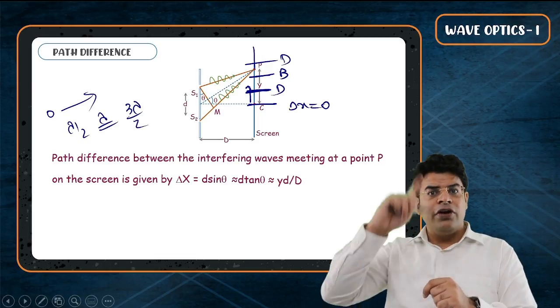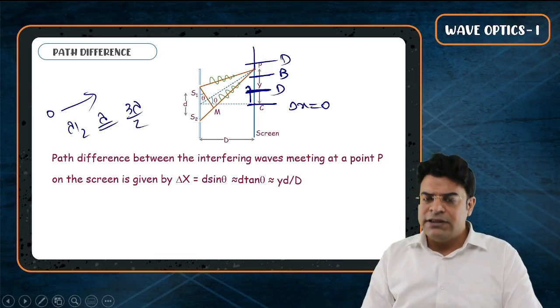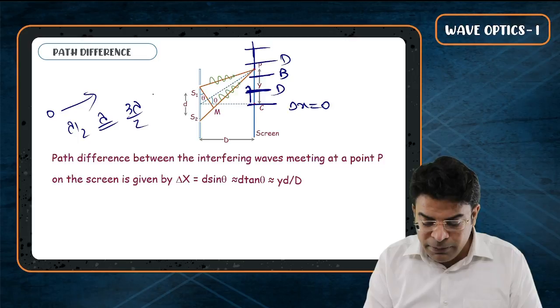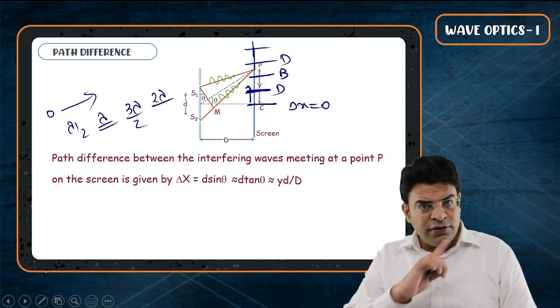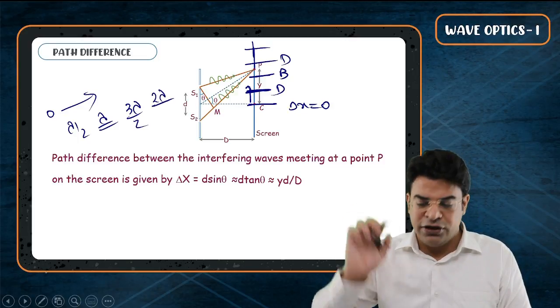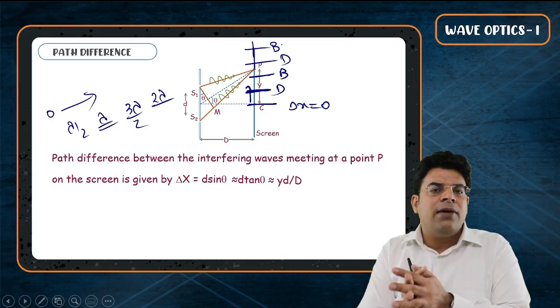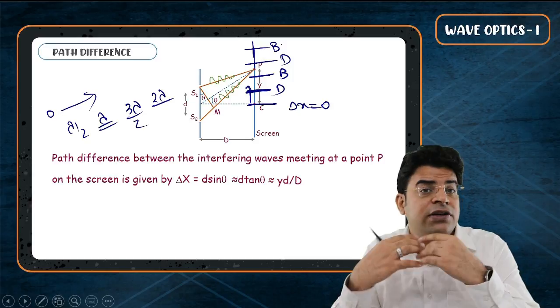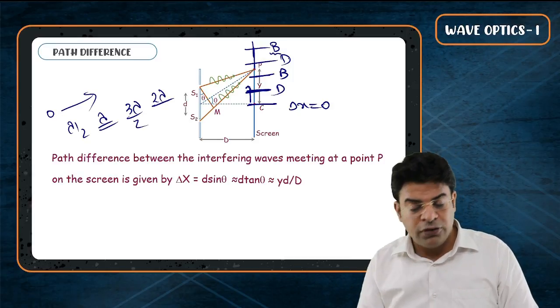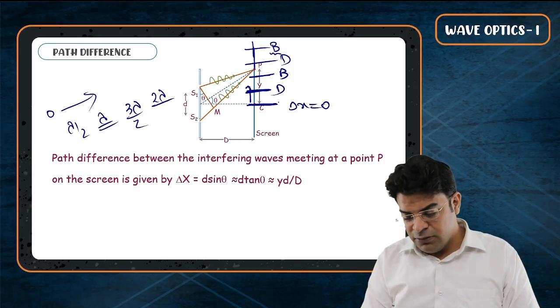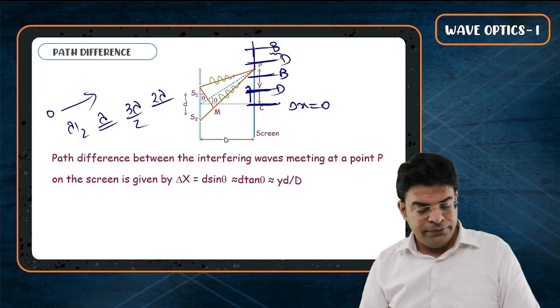You keep on going up, the path difference keeps on increasing. At some point you will find the path difference to be 2 lambda. Path difference continuously increases as y increases. Where you get 2 lambda, again the two waves will try to add up to each other and the resultant intensity will be higher. You will see a bright spot. So what we see is bright, dark, bright, dark, bright.